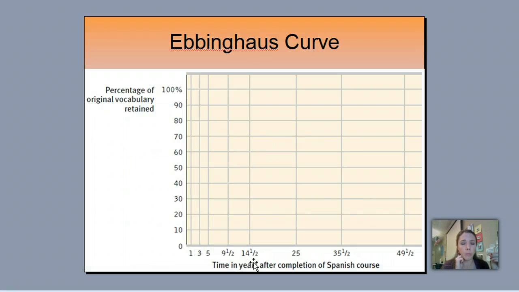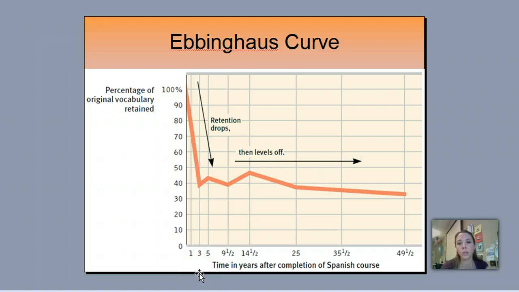Now let's look at that. He looked at this with people who studied a second language. So you may have taken Spanish class your freshman year and you haven't taken it since. If you knew 100% of the original vocabulary, and this is looking at time in years after they completed their Spanish course, after about a year it drops to about 70. So you still might remember a good amount of it, especially with some retrieval cues. At 3 years it drops down to 40, but then see how it kind of levels off? It goes up a little bit.